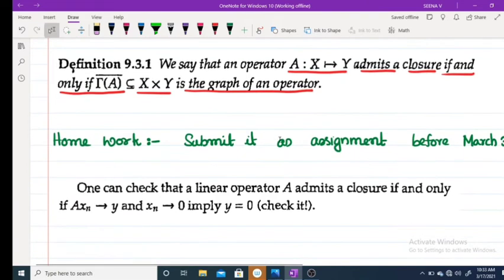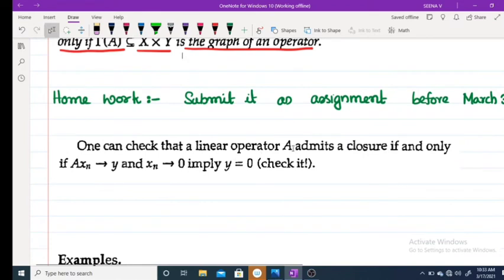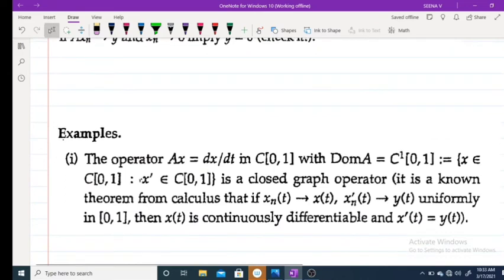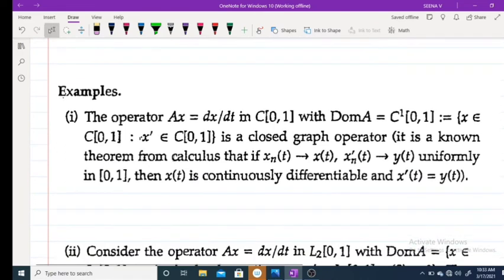Now I'm giving you one assignment. Try to prove this: a linear operator A admits a closure if and only if Axn converges to y and xn converges to 0 implies y equal to 0. The first part is very easy. For the second part, you try to prove it. Now we are going to some examples.